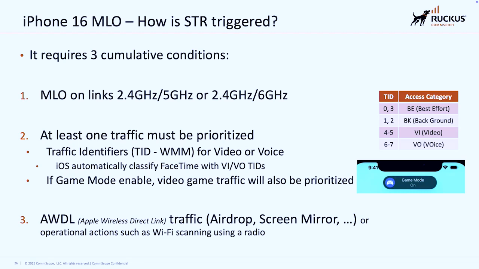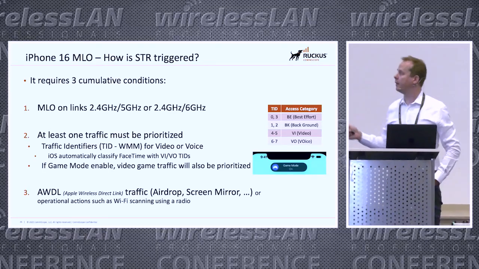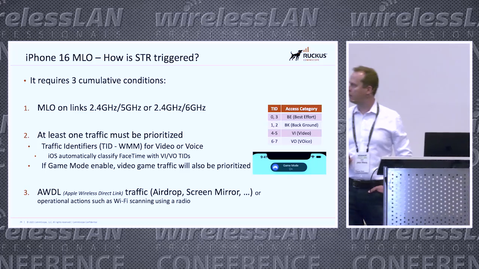Now the last one is to be sure that at the same time, we're going to have some ad hoc communication from the device to something else, or to the access point. It could be through AWDL, you know, this protocol from Apple to do AirDrop and screen sharing. It could also be an operation such as Wi-Fi scanning. And so if you have these three at the very same time, then the iPhone will trigger the usage of STR.